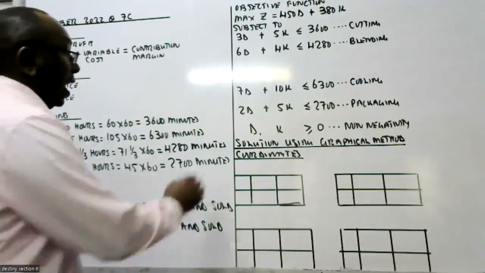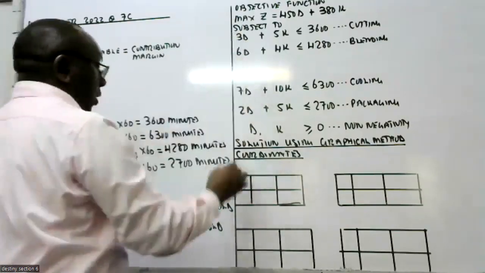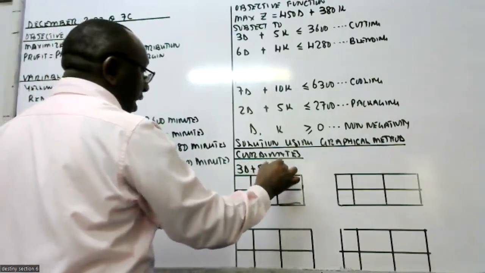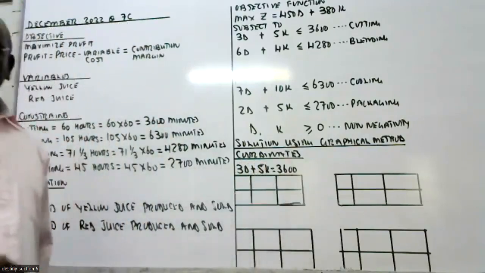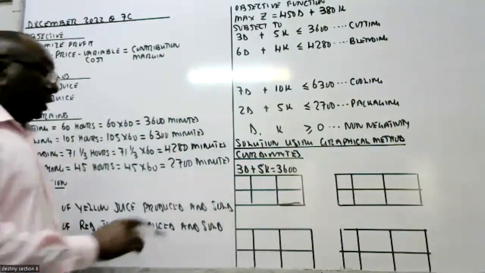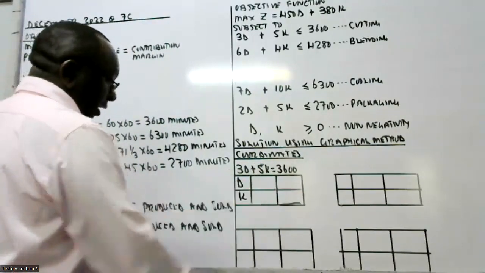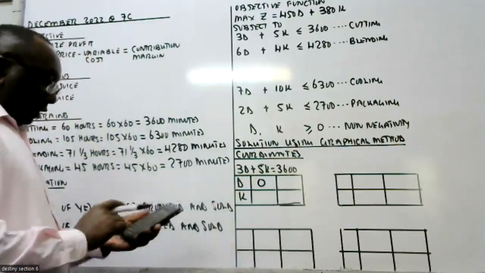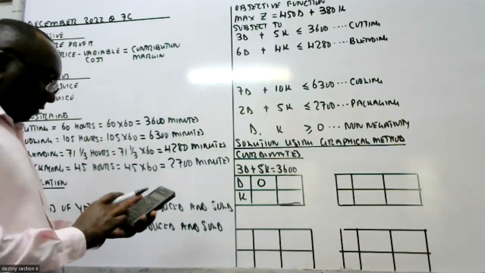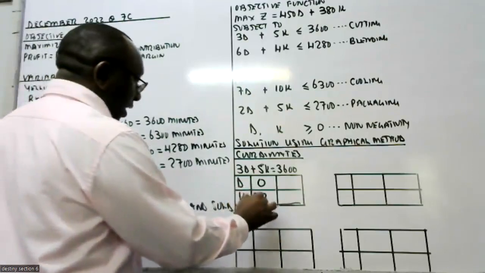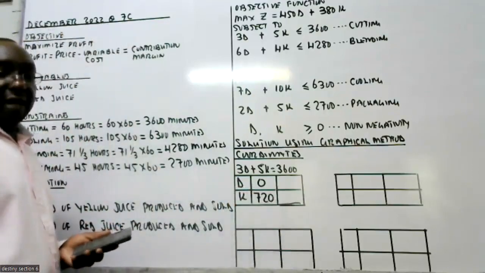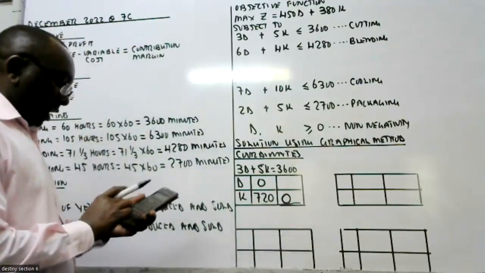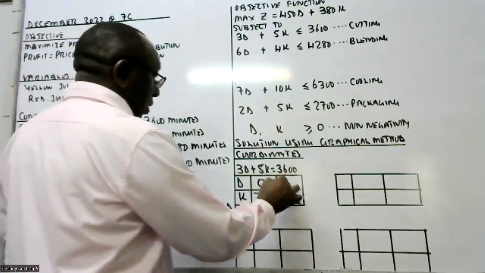So we need to take these equations here. The first one, 3D plus 5K is equal to 3,600. Take it there. And then here you write D, and here you write K. And you say if D is 0, K will be what? So you take that 3,600 divided by 5. That gives us 720. Then if K is 0, you take that 3,600 divided by 3. That gives us 1,200.